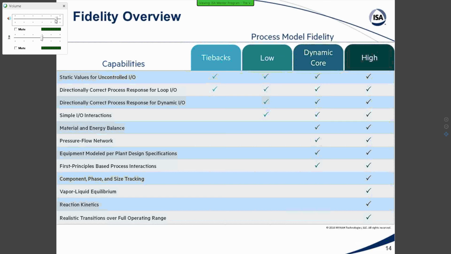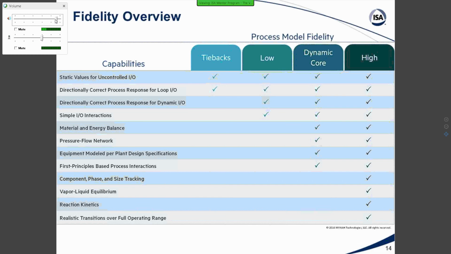So what we covered here is a low fidelity solution. In addition to the low fidelity model, this may also include having directionally correct process response for dynamic I/O. And what that means is that's different from the loop I/O, in that it's I/O that may be associated with controls, but is indirectly responding to the control system level. And then having simple I/O interactions where you may have PV=nRT calculations, where the temperature of the tank that you may be controlling will directly correspond to maybe the pressure in that tank. So those kinds of things.